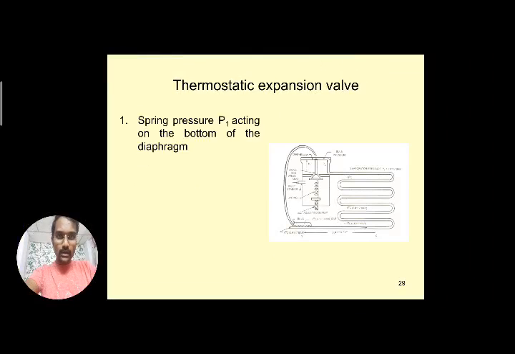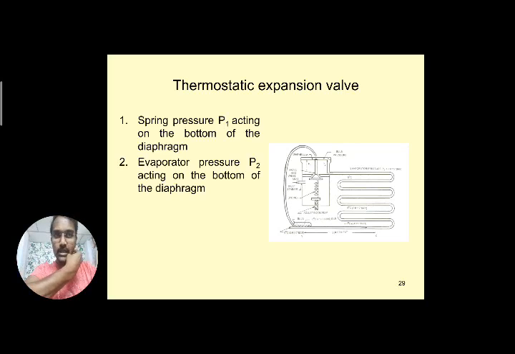Here, the spring pressure P1 acts on the bottom of the diaphragm, so whatever force the spring exerts can be taken as P1. Next, P2 is the evaporator pressure, the pressure of the refrigerant inside the evaporator. That refrigerant pressure P2 also acts on the bottom of the diaphragm. So both pressures P1 and P2 act on the bottom of the diaphragm.